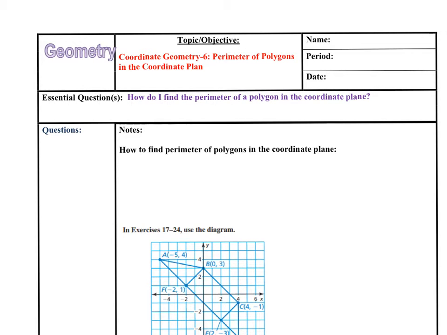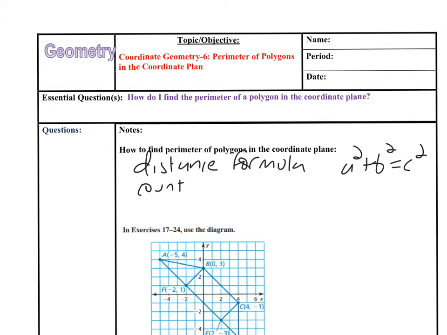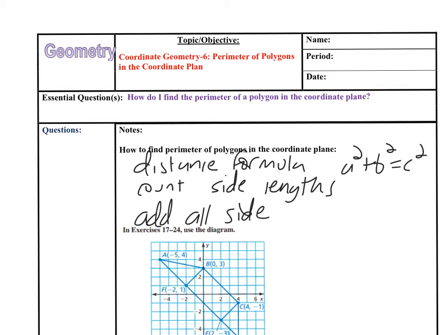Alright, today we're doing perimeter of polygons in the coordinate plane, and we did a little bit of that yesterday, but we'll do more of it today. So it says how to find the perimeter of polygons in the coordinate plane. Well, we can use our distance formula to find side lengths. We can use our Pythagorean theorem formula to find side lengths, or sometimes if we're lucky we can count for side lengths. And then after we find all of our side lengths, we do what we do for perimeter, add all the sides. So I guess find our side lengths first, add them up second.